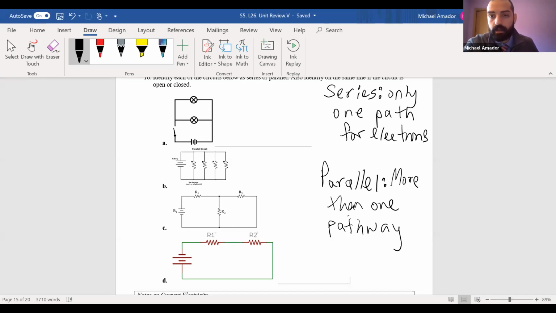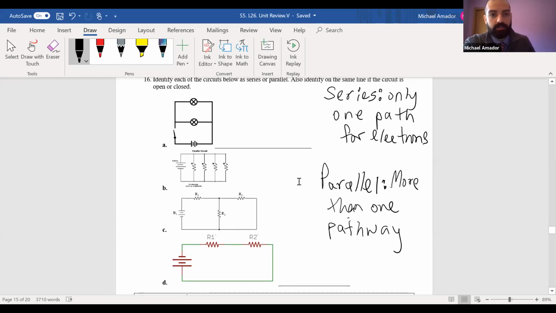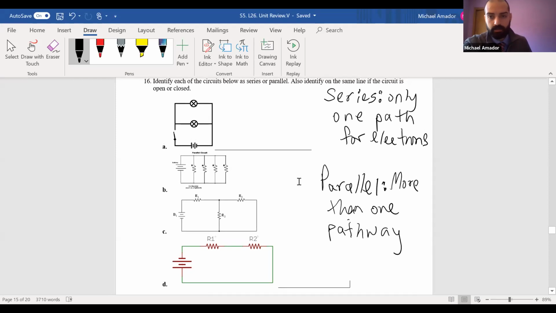Jessica, I see a hand up for you, so I'm coming around to you. Vicky also has a question. I can't see the question for number 16. Okay, it asks you to just identify if it's parallel or series.